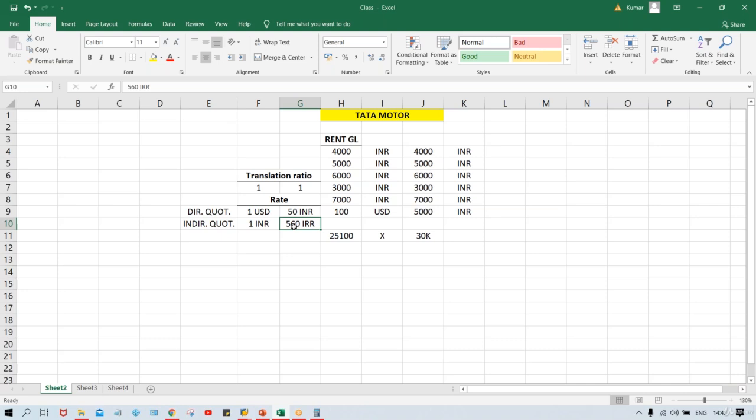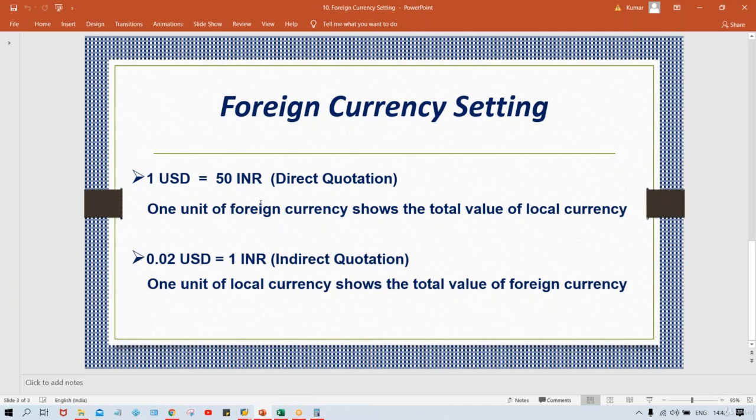So that's all in this session, guys. This is the difference between direct quotations and indirect quotations. Direct quotations are used when the foreign currency rate is higher than the local currency. The rates are specified under indirect quotations only if the local currency rate is higher than the foreign currency. So that's all in this session, guys.